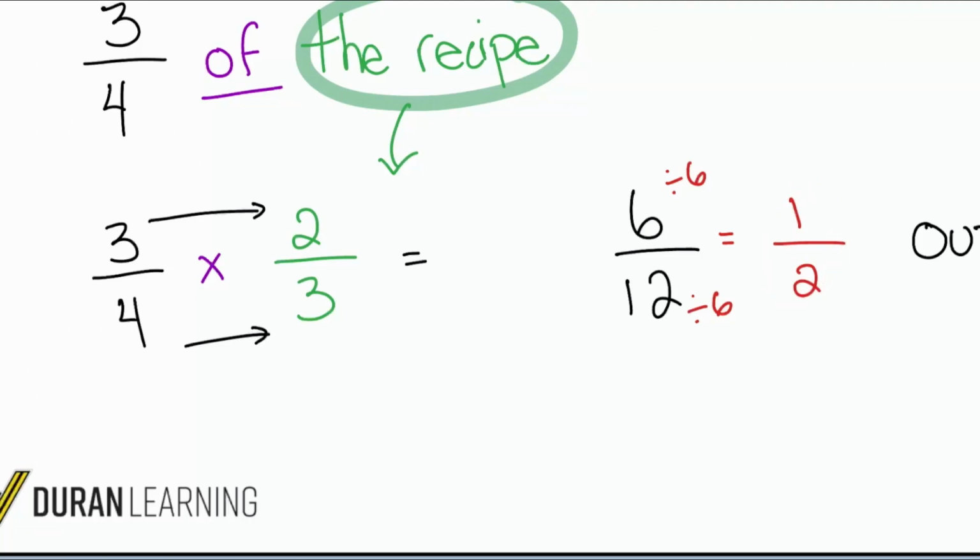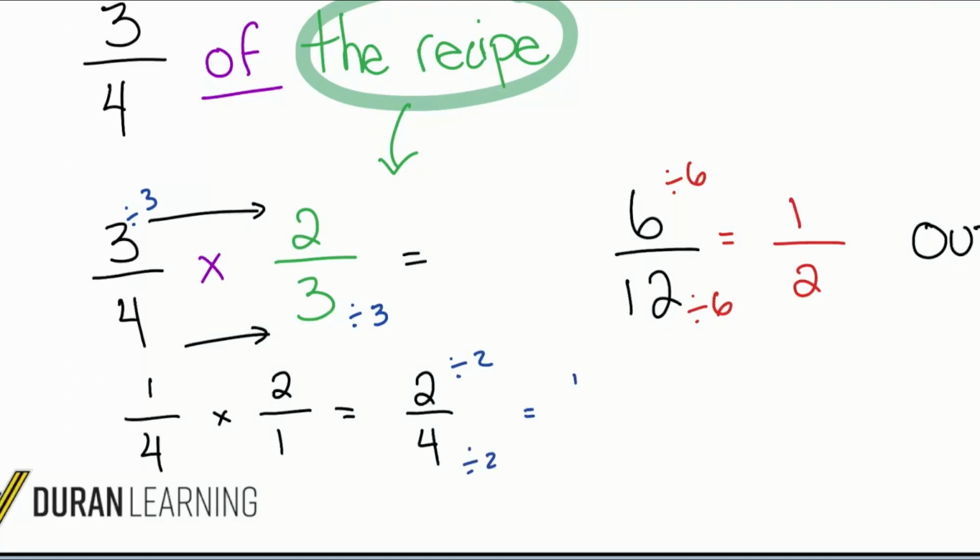We can also go the other way. We can simplify dividing the 3 up top and the 3 on the bottom if we wanted to. And that would have given us 1/4 times 2/1. If we would have done it that way, we would have had 2/4, still allowing us to simplify to get that 1/2. Either way, we still would have been fine. 1/2, either way. Does that make sense, everybody? Are we good on this one?